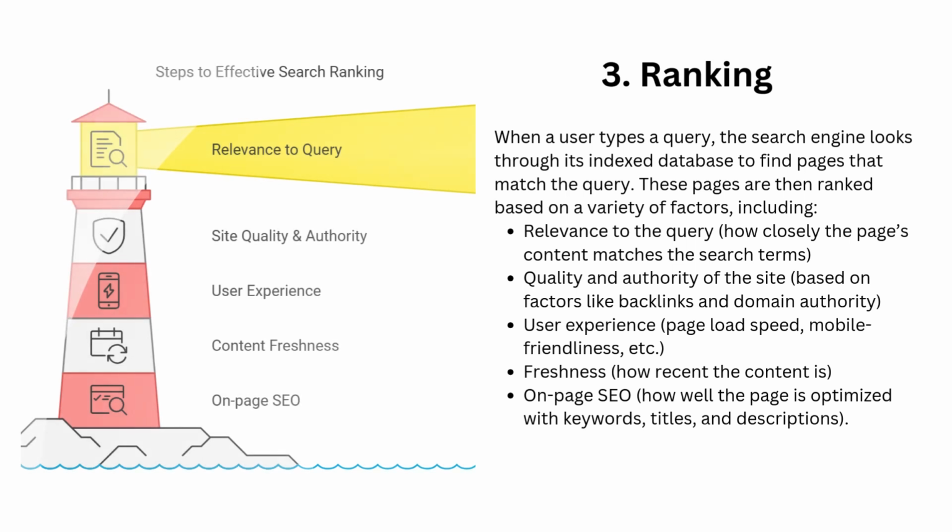3. Ranking. When a user types a query, the search engine looks through its index database to find pages that match the query. These pages are then ranked based on a variety of factors, including relevance to the query, how closely the page's content matches the search terms, quality and authority of the site, based on factors like backlinks and domain authority, user experience, page load speed, mobile friendliness, etc., freshness, how recent the content is, and on-page SEO, how well the page is optimized with keywords, titles, and description.